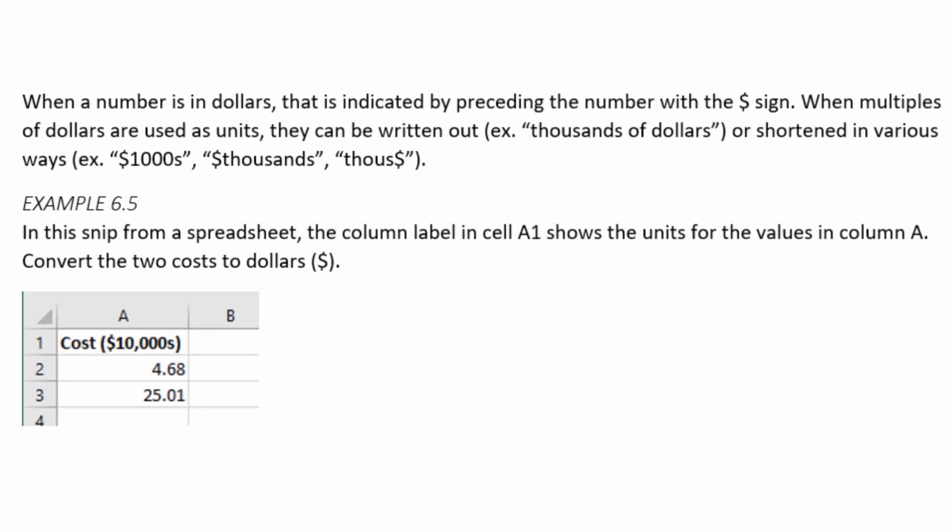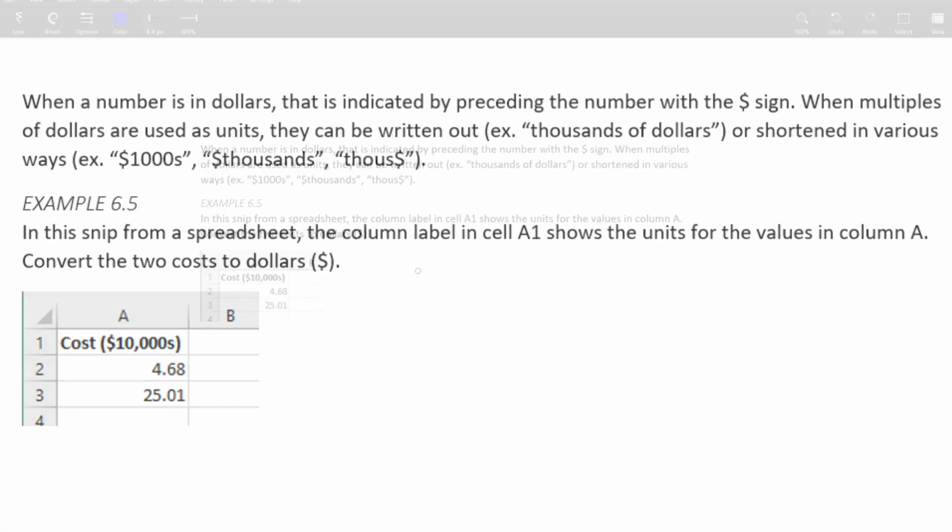When a number is in dollars, that is usually indicated by preceding the number with the dollar sign. When multiples of dollars are used as units, they can be written out, for example, thousands of dollars, or shortened in various ways that you'll see, these 3 being common examples. A lot of the conversions you will be dealing with in business have to do with dollars. So let's take a look at an example in example 6.5.